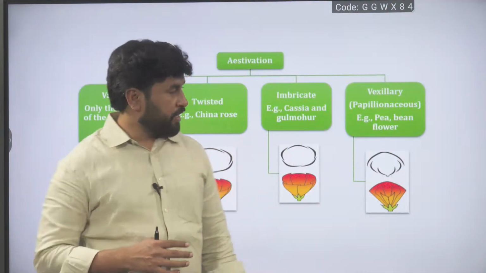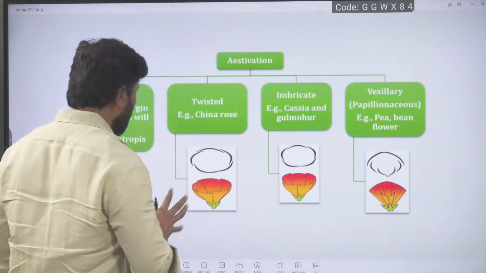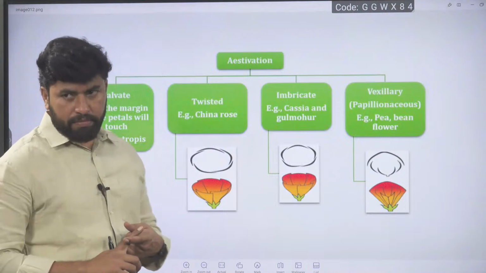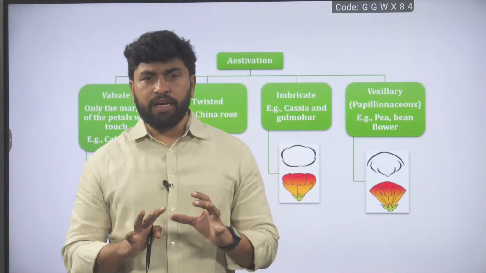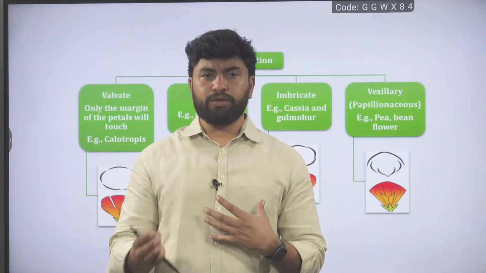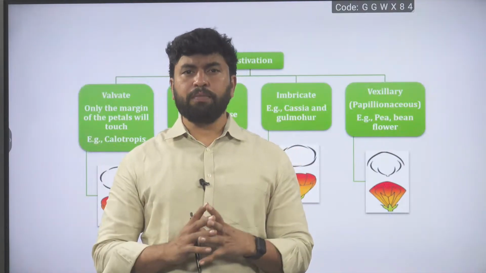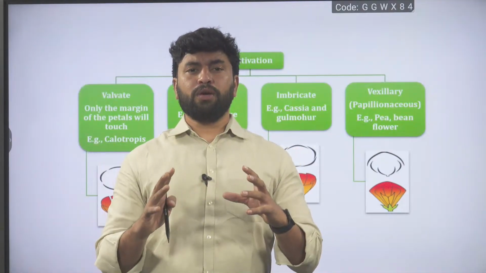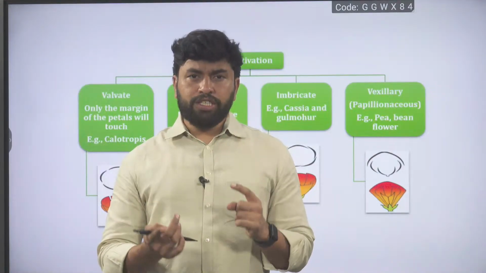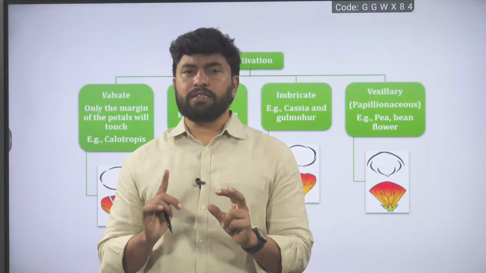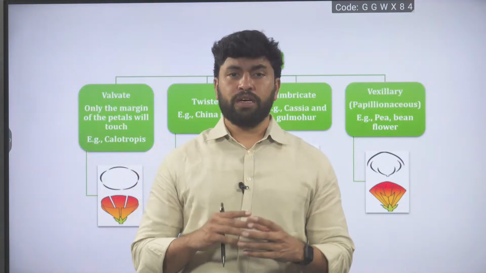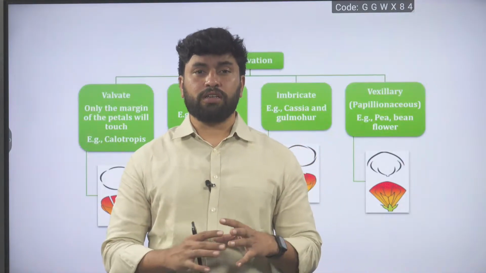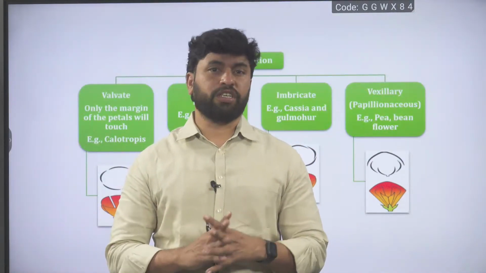Vexillary mode of aestivation. There are 4 types. Valvate, there is no overlapping, there is no kind of one edge inside, one edge outside. Best example of valvate aestivation, calotropis. Twisted. One edge is always inside, another edge is always outside. This arrangement is called twisted. Best example, China rose, ladyfinger, and also cotton. All the 3 will have this twisted aestivation.